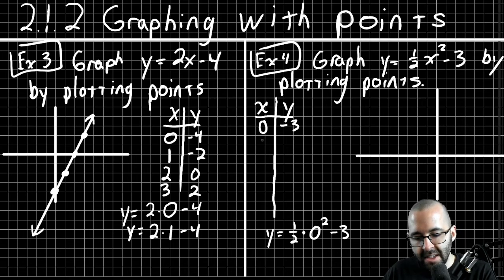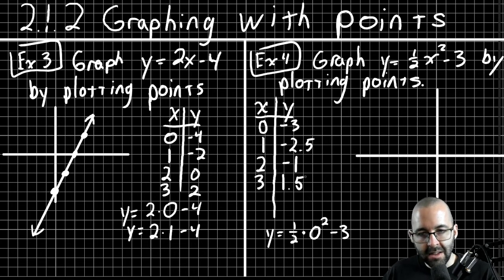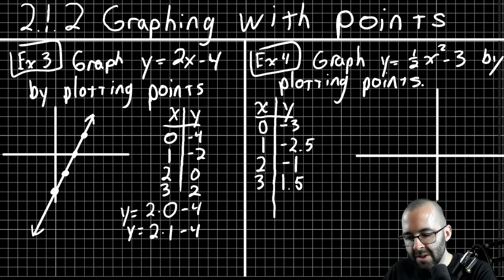All right, and then you proceed in the same way. You plug in 1. When you plug in 1, you're going to get 1/2 minus 3. It's going to be negative 2.5. You plug in 2. You're going to get 1/2 times 4 is 2. Minus 3 should get negative 1. I plug in another one, 3. 1/2 times 9 is 4.5. You're going to get 1.5 here. Again, I expect you to write this out or use your calculator. You don't have to do it in your head. In fact, it's probably a good idea to not do it in your head.